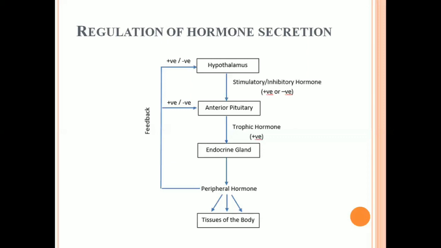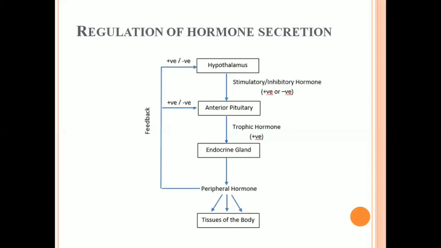So we'll see the mechanism. Whenever it stimulates anterior pituitary or hypothalamus, stimulating hormone increases and the trophic hormone synthesis also increases, and it will increase the hormone secretion. Whenever hormones synthesized by the endocrine gland inhibit the hypothalamus, it produces inhibitory substance, and whenever it inhibits anterior pituitary, trophic hormone synthesis is decreased, and this ultimately will lead to decreased production of hormones by the endocrine gland.